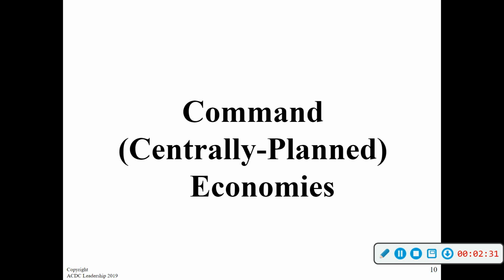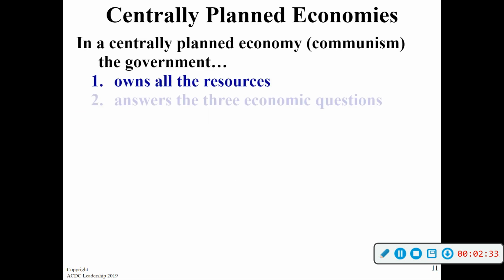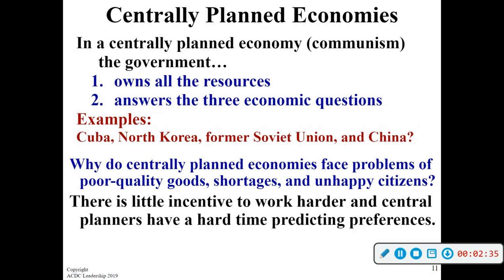But command or centrally planned economies, this is your communism or your socialism. The government controls all the resources, or mostly all of the resources. They also answer the 3 economic questions. The government decides what is going to be produced and how it is going to be produced, meaning that they're going to decide how to allocate those scarce resources we talked about. They're going to choose which producers get the resources, which products those producers produce, and ultimately they're going to decide who gets those finished products.